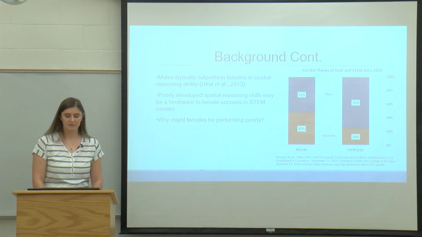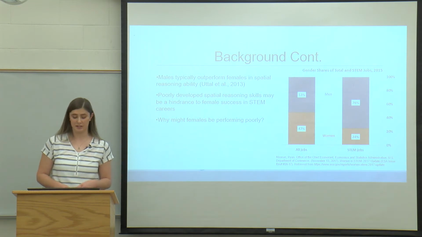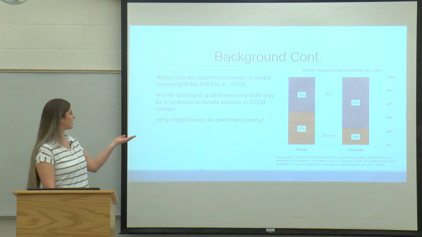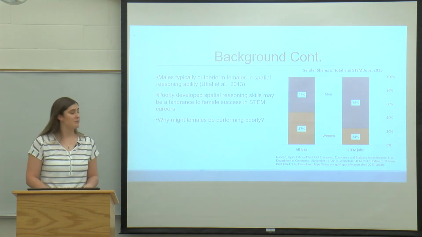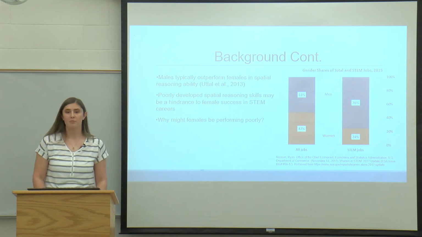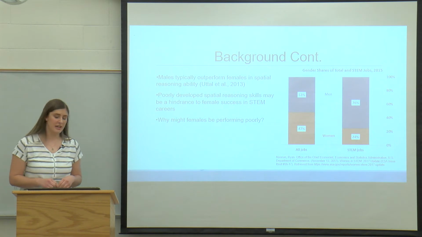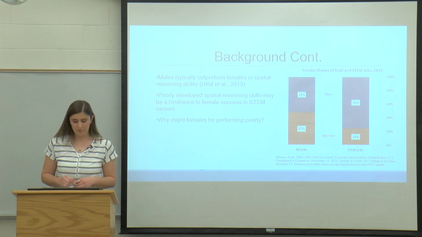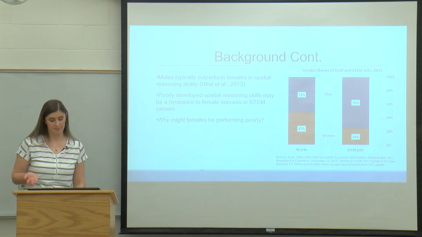Most research has confirmed that males typically outperform females in spatial reasoning ability, especially in the context of mental cutting. As we can see in the graphic on the right, males also hold more STEM jobs than females. Poor spatial skills in the female population may be hindering their success in the STEM field. Their poor performance could account for their underrepresentation within STEM.